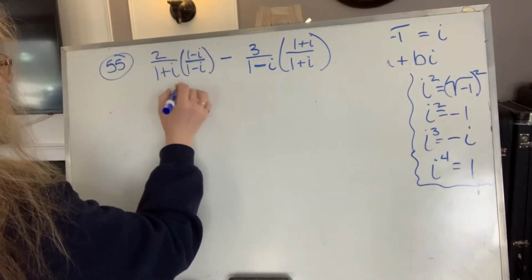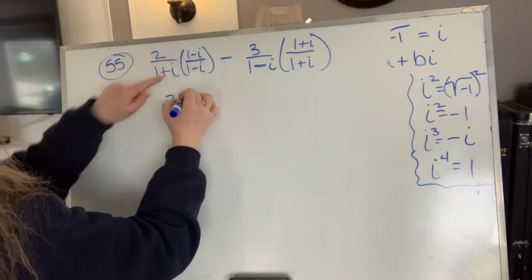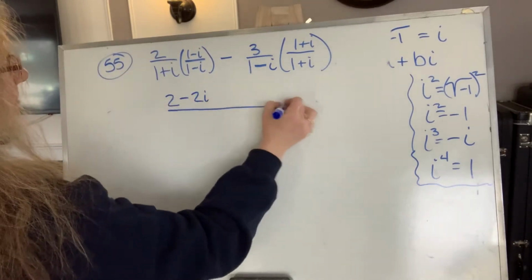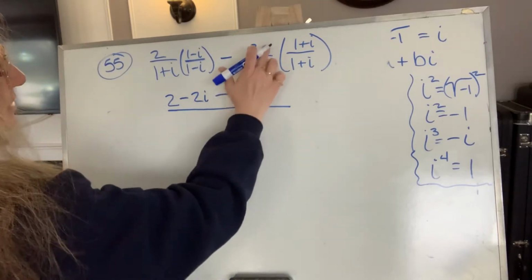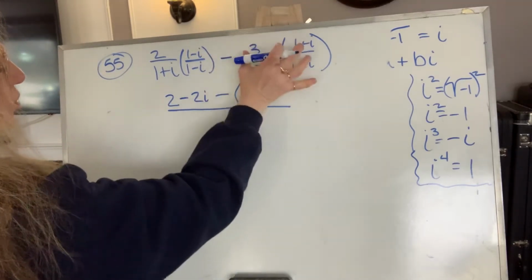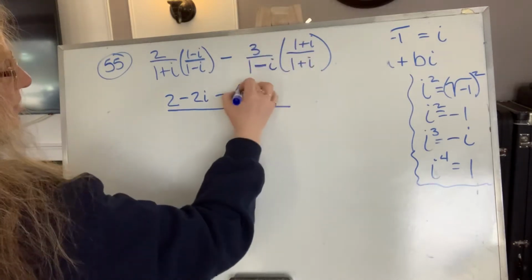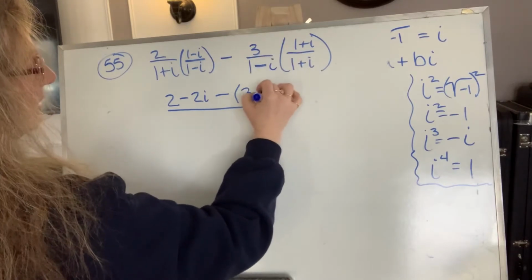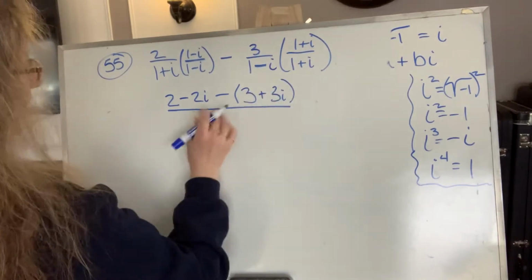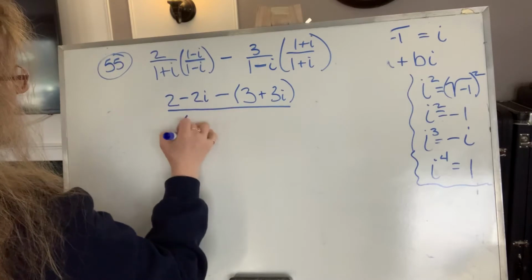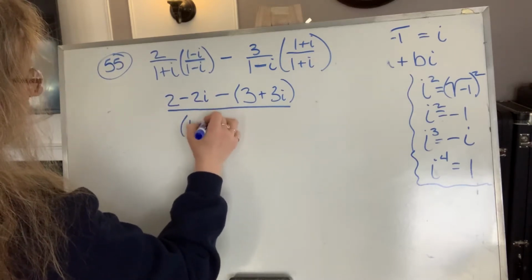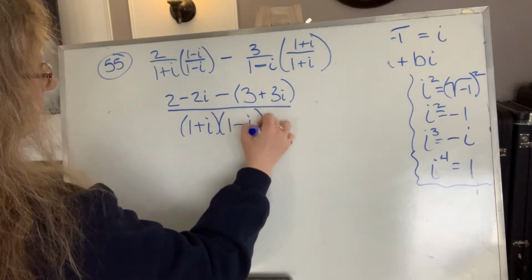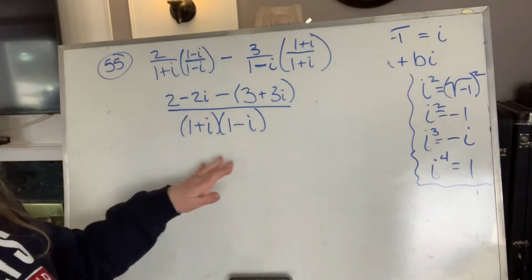So I have 2 times 1 is 2, 2 times minus i is minus 2i, minus, put a parentheses, don't forget that it's this whole chunk we're subtracting. 3 times 1 is 3, 3 times i is 3i. And then what is my denominator? It is 1 plus i times 1 minus i.